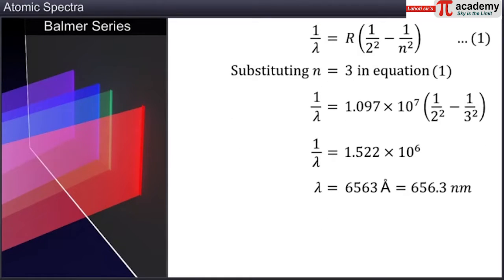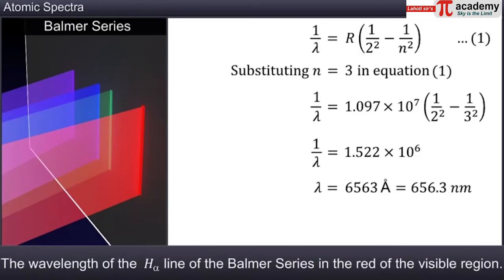Thus, lambda is equal to 6563 angstrom or 656.3 nanometer. This is the wavelength of the H-alpha line of the Balmer series in the red of the visible region.